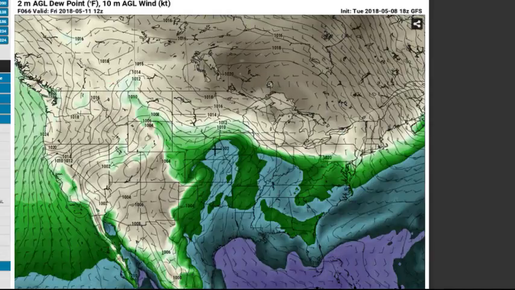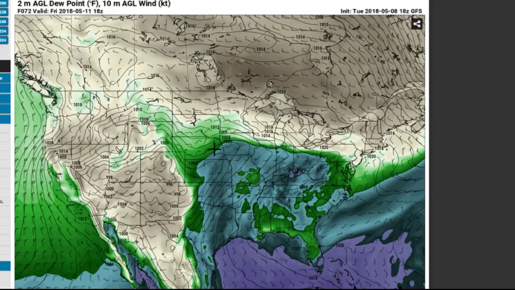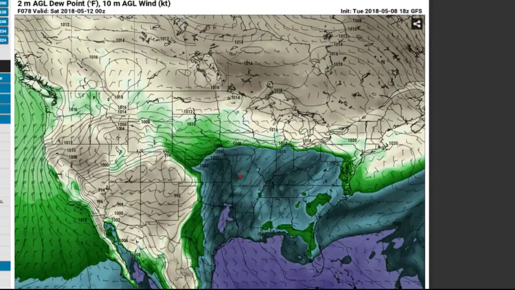Then for Friday, another cold front coming south. There's the main wave right there. And then by max heating time, looks like we got a bit of an inverted trough there in northeast Kansas.